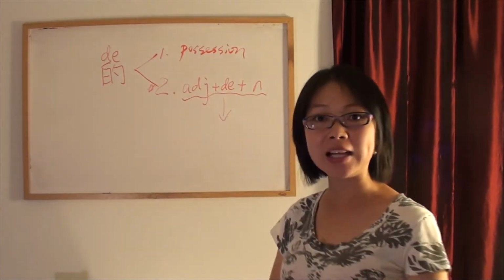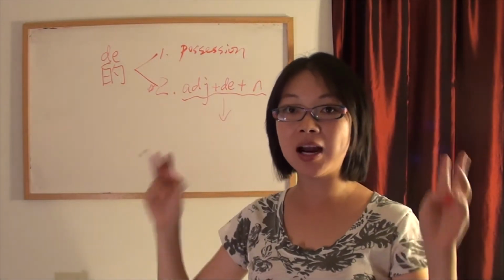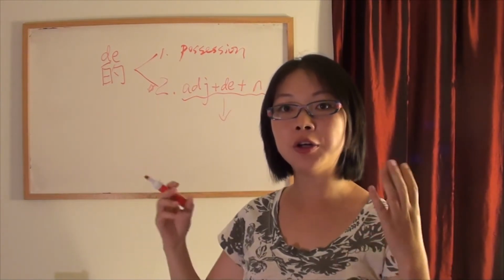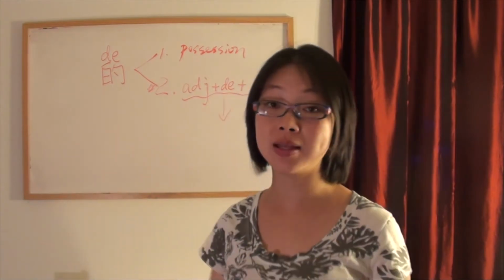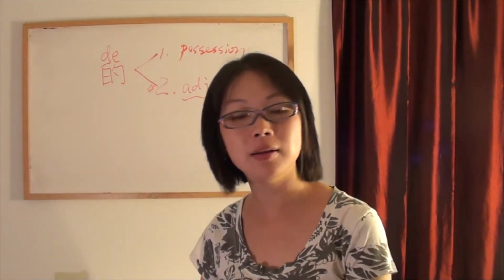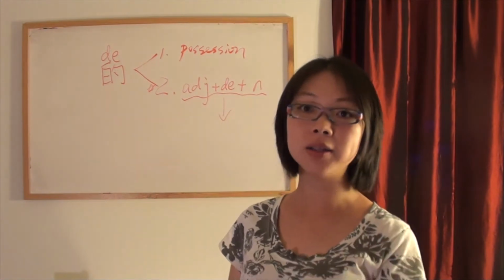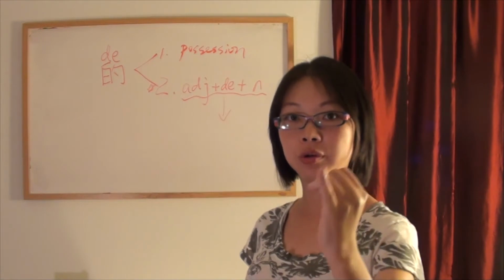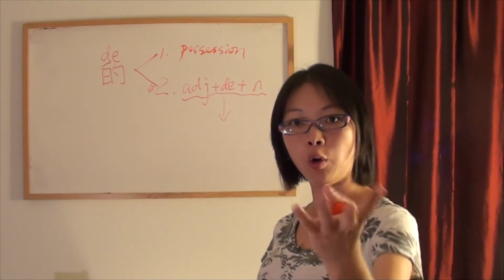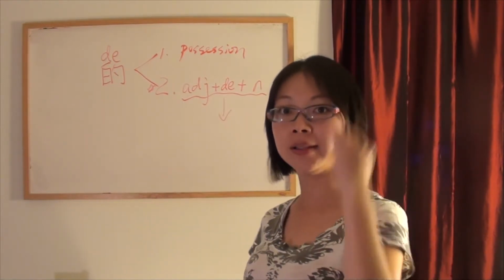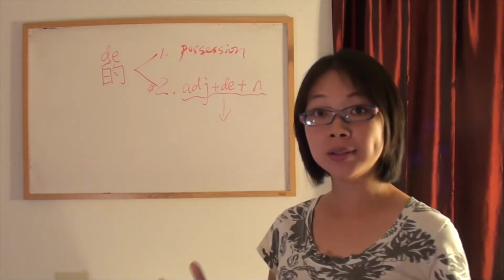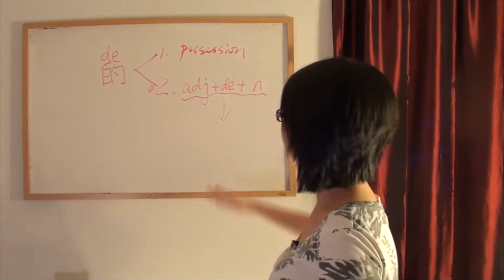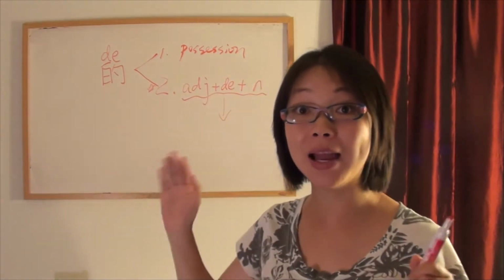adjective. What is an adjective? An adjective is a kind of word or a group of words which are used to describe things or people or any stuff, right? Like smart, beautiful, cool, handsome, short, tall, awesome. All these words are used to describe something. That group of words, we call them adjectives.